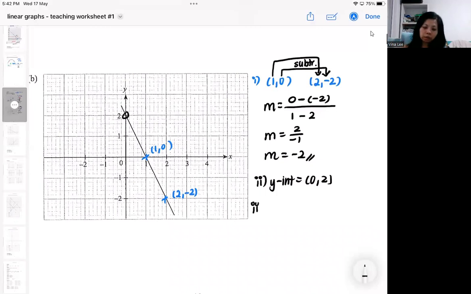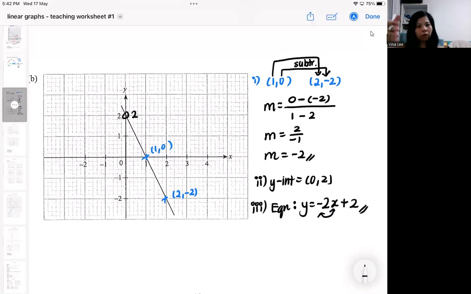The equation, that means the name of the line. The equation will be y equal to minus 2x. The gradient is attached to x. And then it cuts at 2. So it will be plus 2. So that's how we tell the equation of the line. We tell the equation by looking at the direction, which is the gradient, and then the y-intercept.